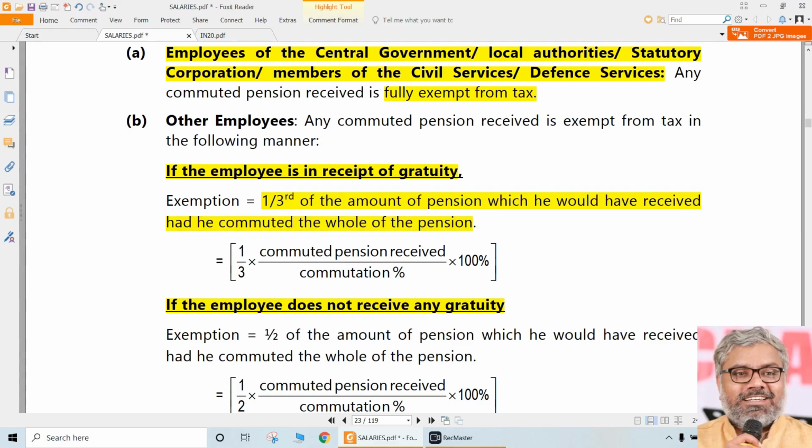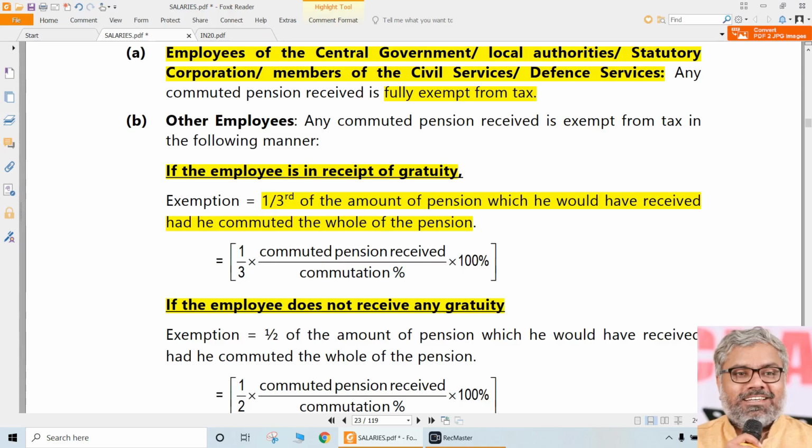Exemption amount is how much? 1/3 of the amount of pension which he would have received. Would have means not really received. Would have received had he commuted the whole of the pension. Had he means if at all he commuted the whole of the pension. But he did not commute the whole of the pension. He commuted only some portion of the pension.